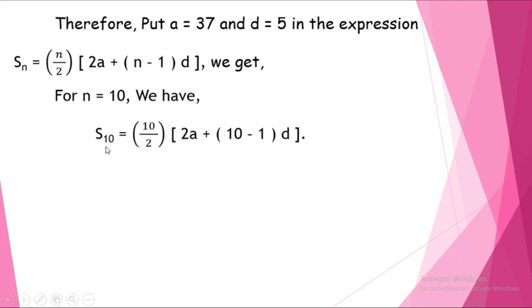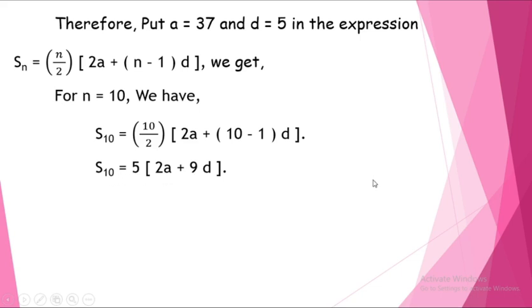We have S10 is equal to 10 divided by 2 into bracket twice A plus 10 minus 1 into D. That is S10 is equal to 5, since 10 divided by 2 means 5, into bracket twice A plus 9D, since 10 minus 1 is 9. That is 5 into 2A plus 9D.